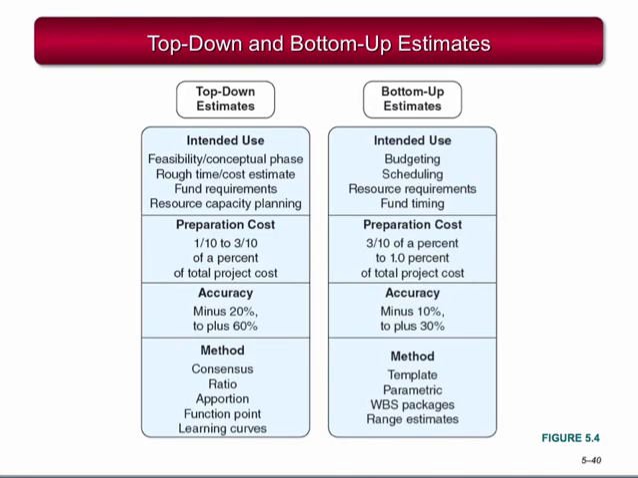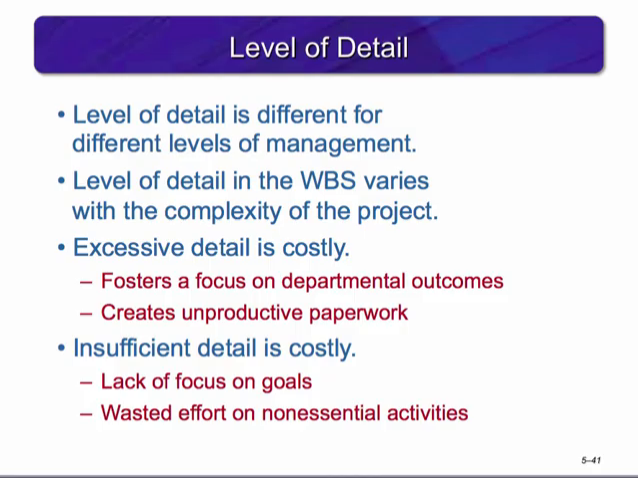This slide provides a summary of the differences between top-down, or macro estimates, and bottom-up, or micro estimates. The level of detail contained in an estimate will be different for different levels of management. Top management may be most interested in the total project along with major project milestones. Middle managers may want one segment of the project or a limited number of milestones as they relate to their area of the organization. First line or function managers may only be interested in the individual work package tasks that must be completed in their area.